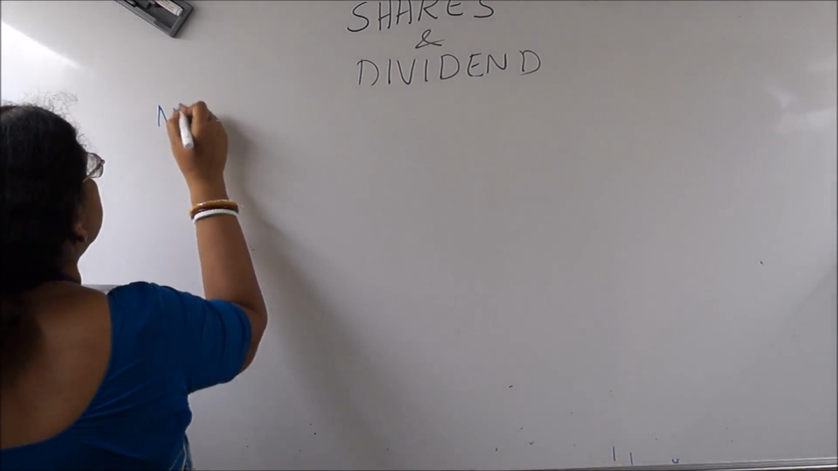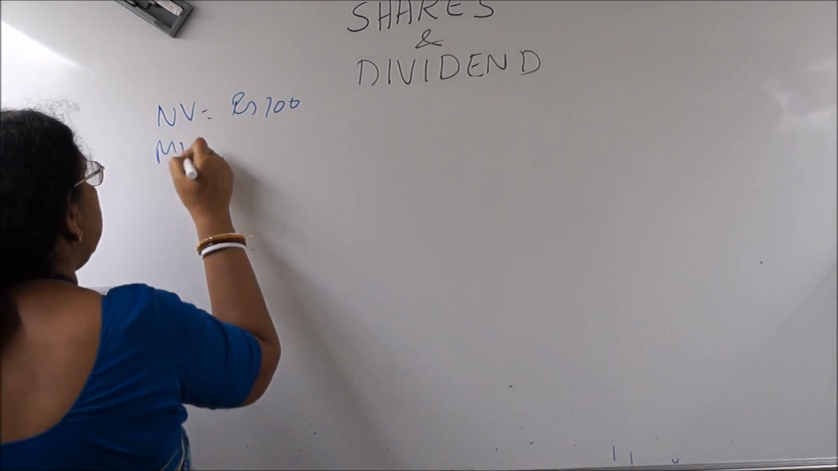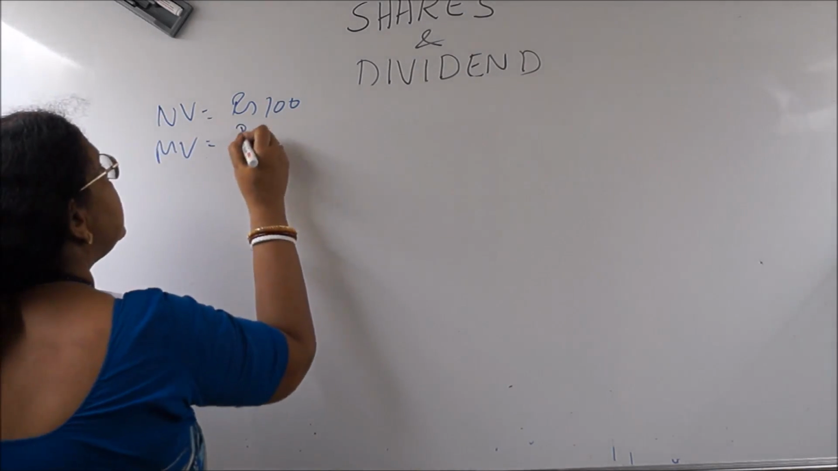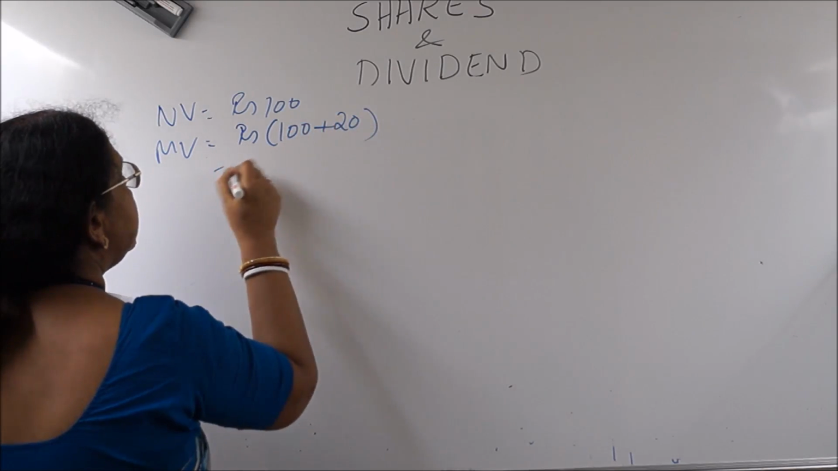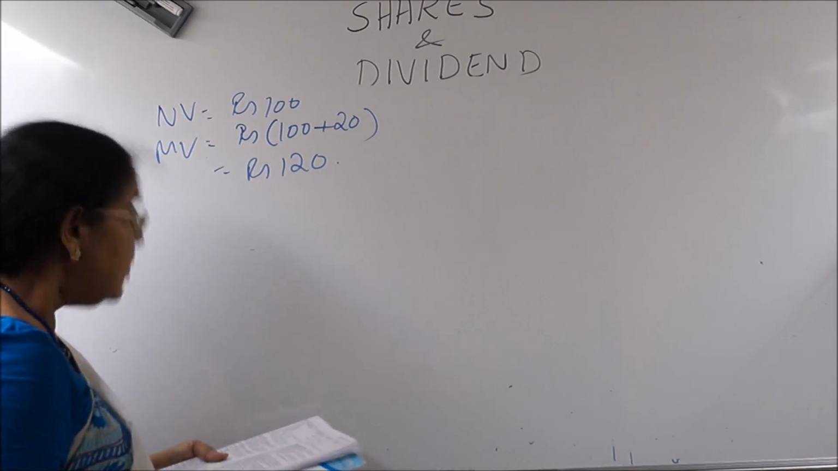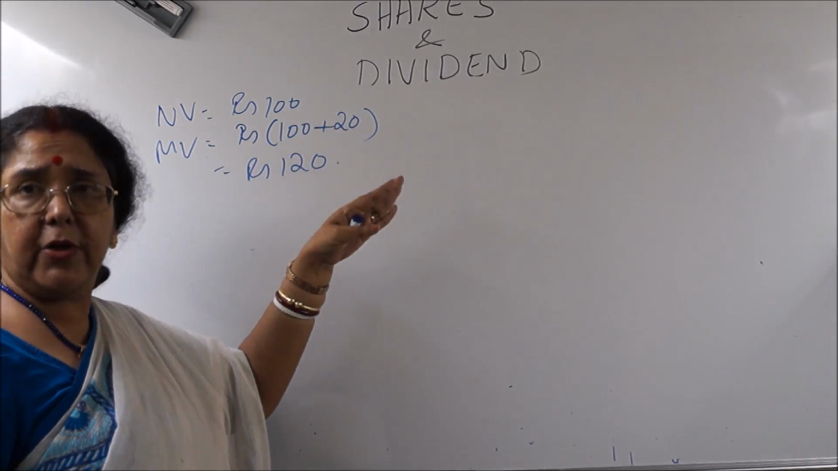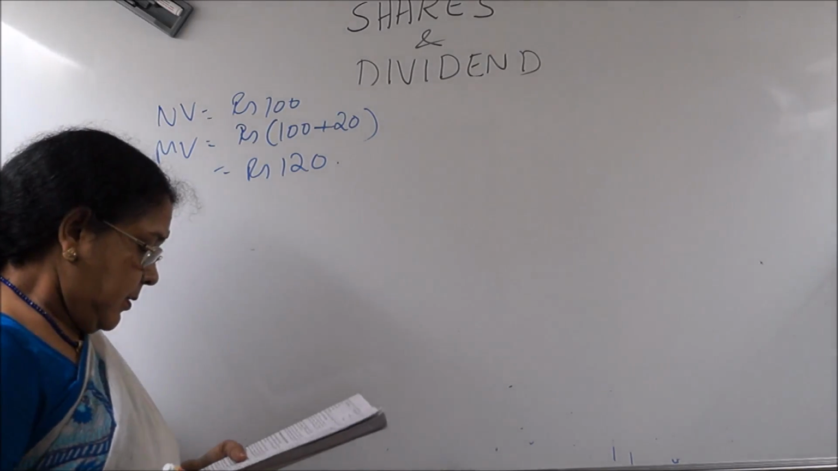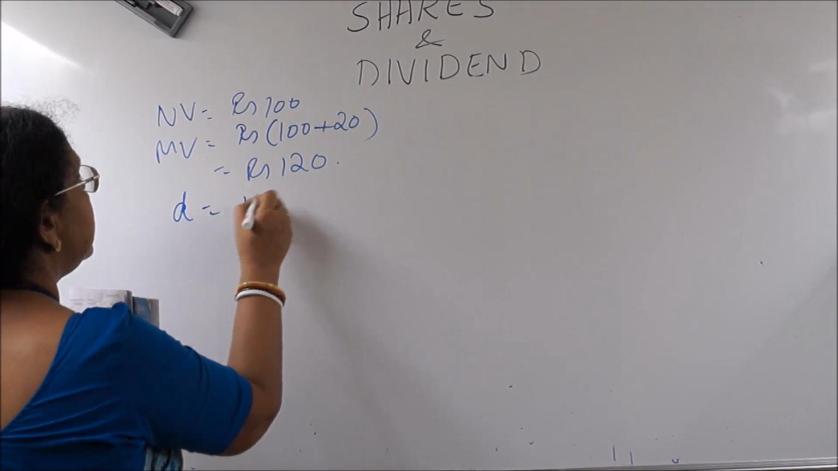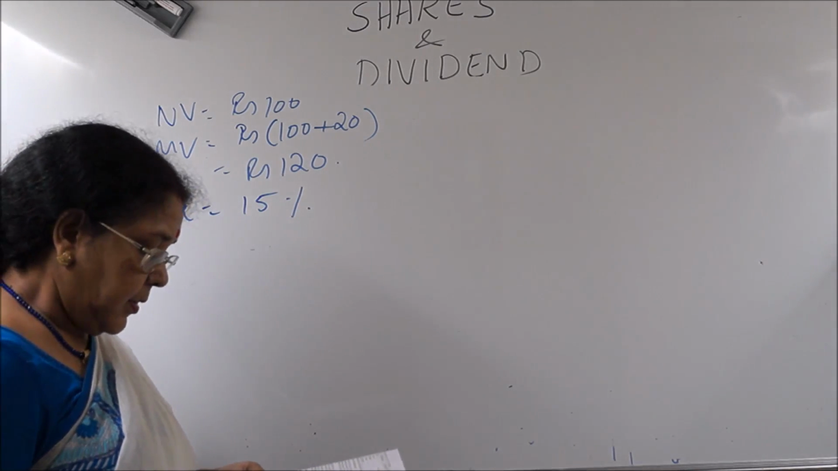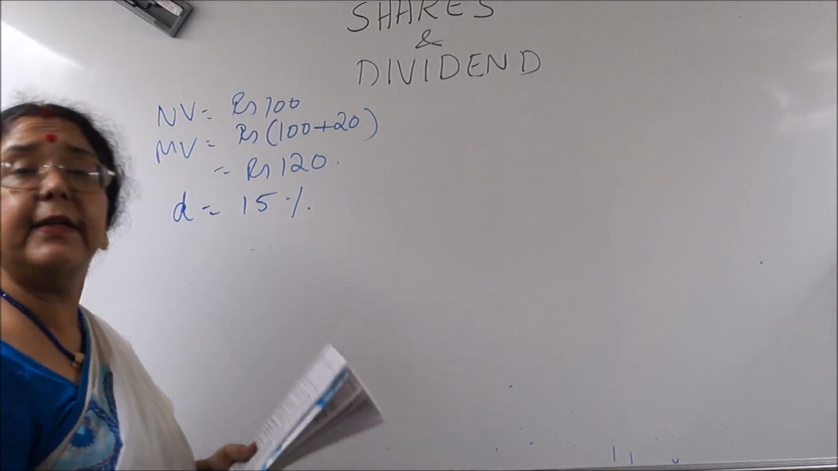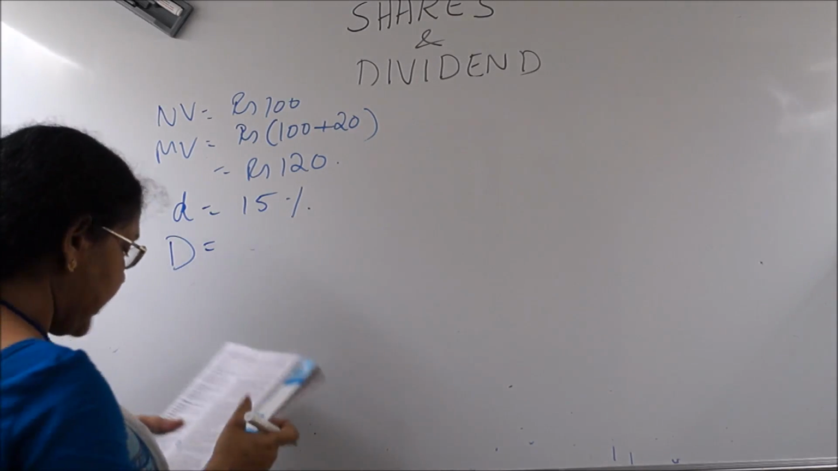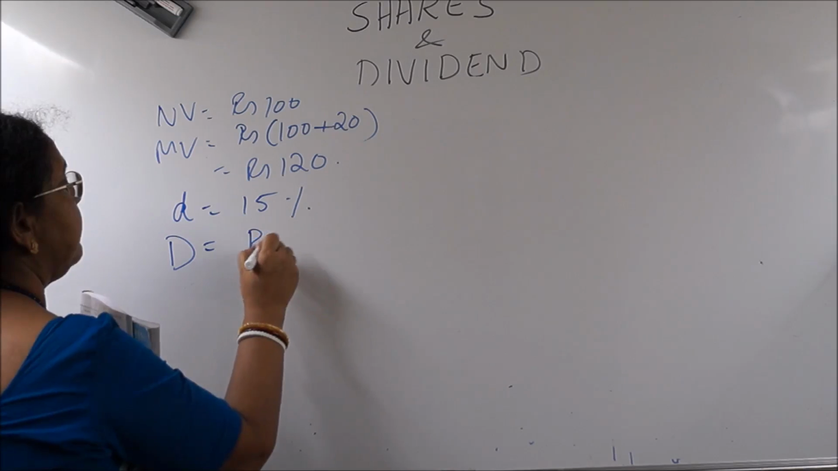So nominal value is rupees 100. So market value will be 20% premium. Since it is 100, 20% of 100 is 20. So market value is rupees 100 plus 20, that is rupees 120. See, this 100 plus 20, you definitely can calculate orally, but you must show, because otherwise it will be considered as omission of steps. Paying 15% dividend, so dividend is equal to 15%. He received annual dividend of rupees 540, so that means capital D, or annual income, is rupees 540.